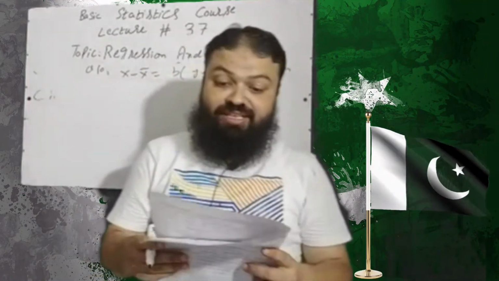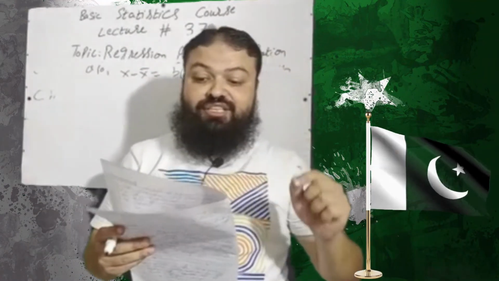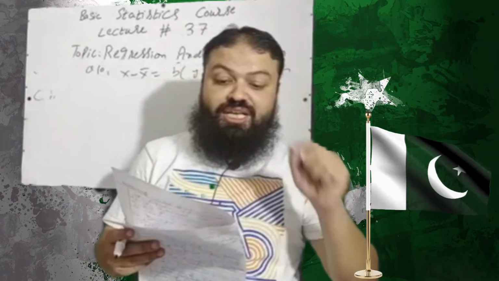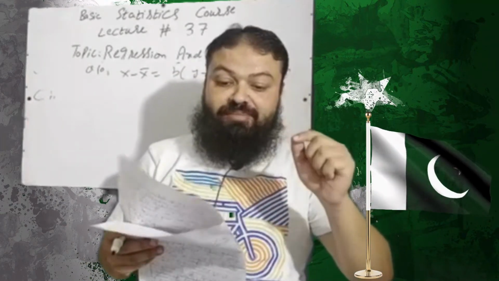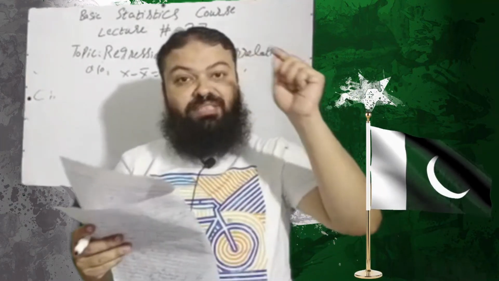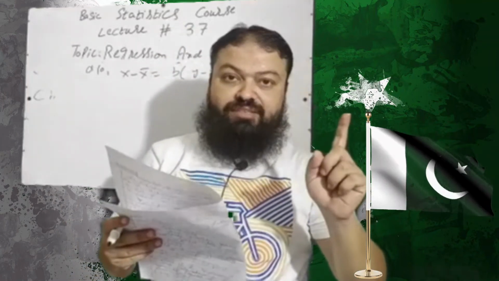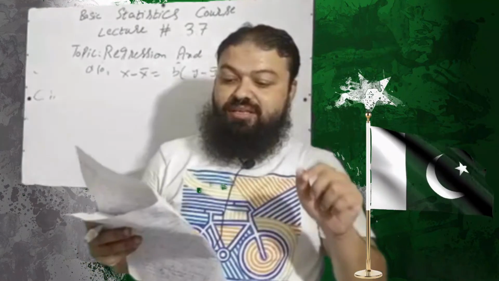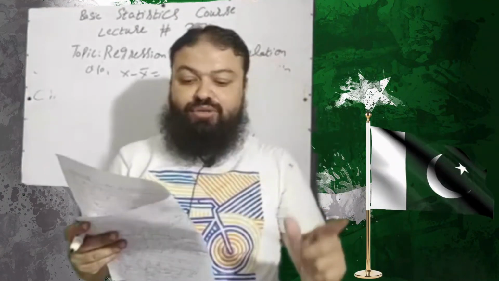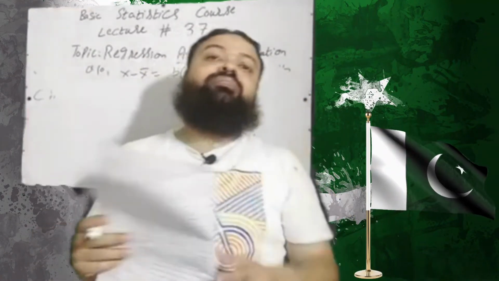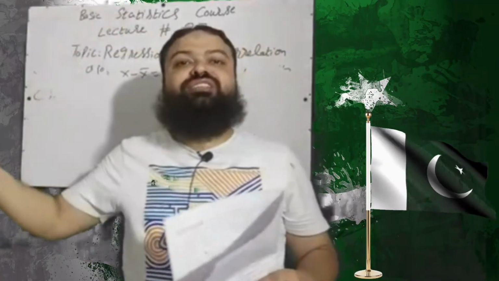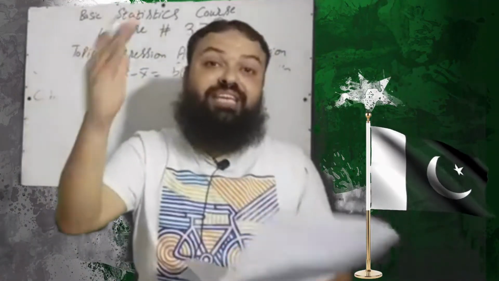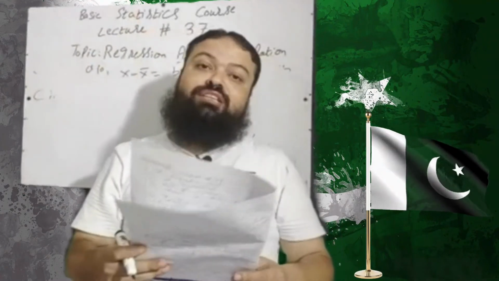Question number 11. In simple linear regression, the coefficient of correlation r and the least square estimate b1 of the population slope beta 1: A. must be equal, incorrect, B. r and b are not related, incorrect, C. must have the same sign. Yes, we have learnt in many lectures, r and b have the same sign. Keep in mind, that is the correct option.